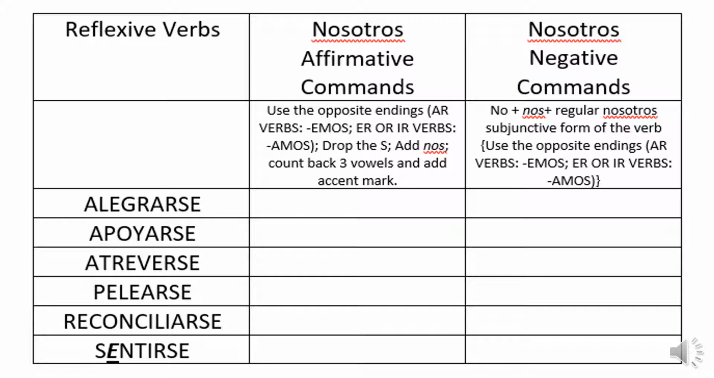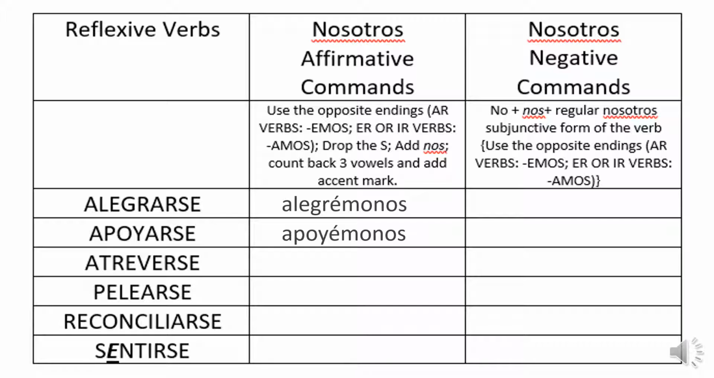So for the verb alegrarse, it's an AR verb, so we would use EMOS as our ending, and our form would be alegrémonos. Because apoyarse is also an AR verb, it would follow the exact same pattern. EMOS, but drop the S, then add nos and count backwards to find your accent mark. You end up with apoyémonos.